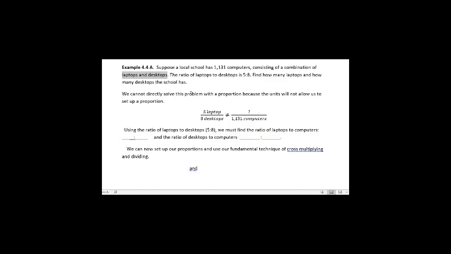We cannot solve the problem directly with proportion because we can't do this. We can't go 5 laptops to 8 desktops and put computers down here. That goes back to a complete violation that the units have to be matched up. Using the ratio of laptops to desktops, we must find the ratio of laptops to computers. And what is the ratio of laptops to computers?